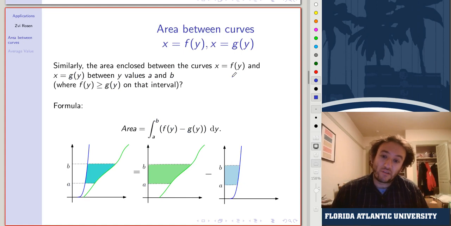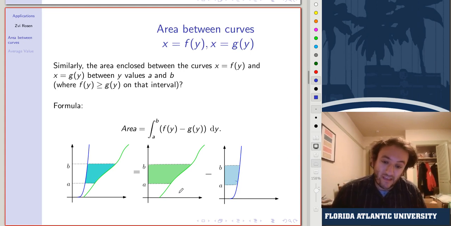Okay, what does the formula look like if x is a function of y? Similarly, the area enclosed between the curves x equals f of y and x equals g of y between y values a and b, where f of y is the larger one on that interval, is given by the integral from a to b of f of y minus g of y dy.